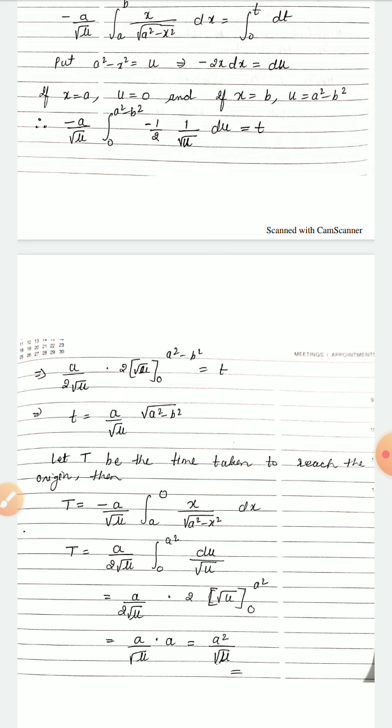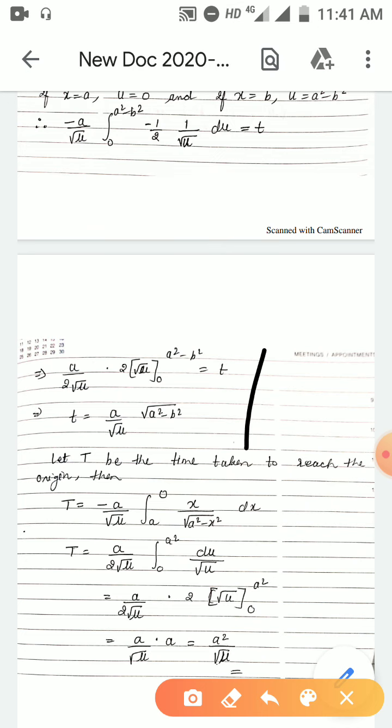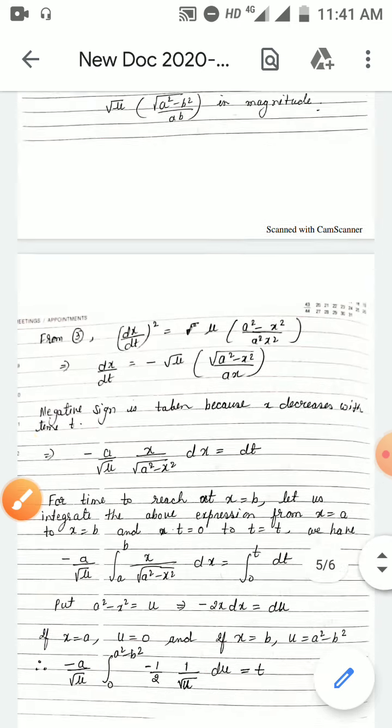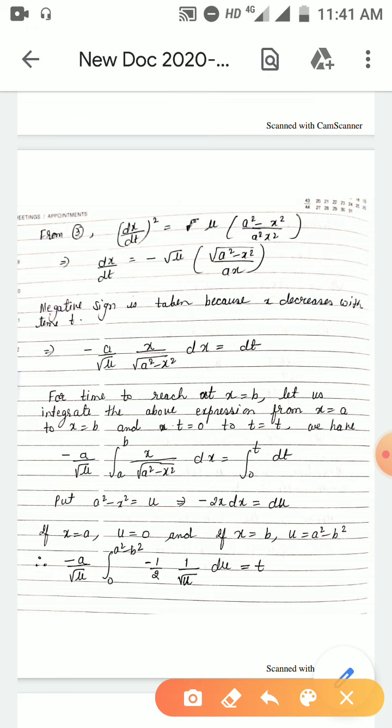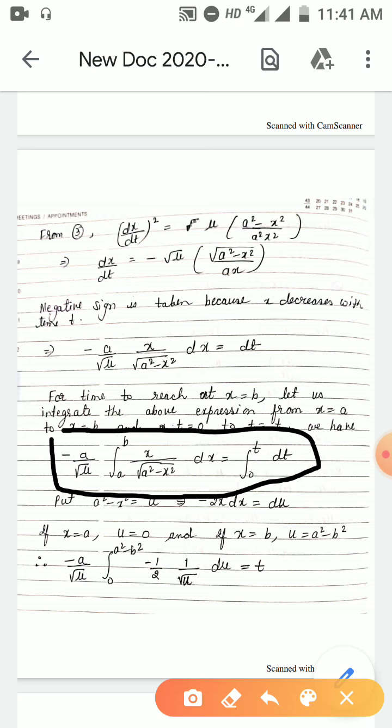Now we have to also find the time taken to reach the origin. In this equation, for the time to reach the origin, we have to change small b to 0. That means the limit of integration will be a to 0.